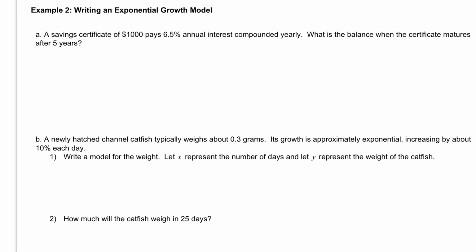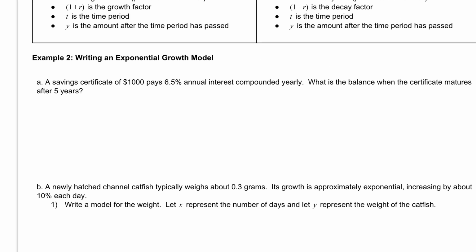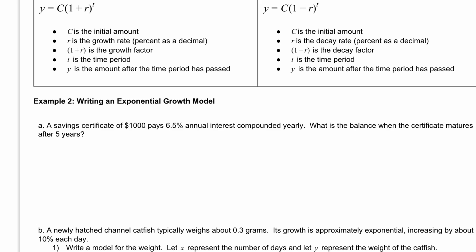In example 2, we are going to write exponential growth models. Letter A says a savings certificate of $1,000 pays 6.5% annual interest compounded yearly. What is the balance when the certificate matures after 5 years? So we are looking at something that's going up, which indicates exponential growth. So I'm going to move this down so we can see our exponential growth model.